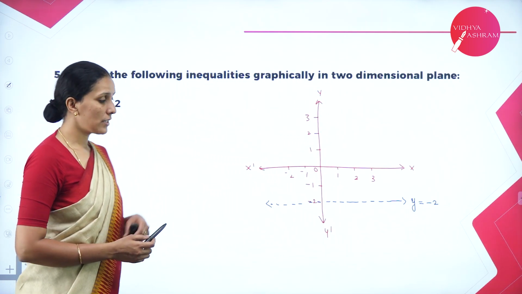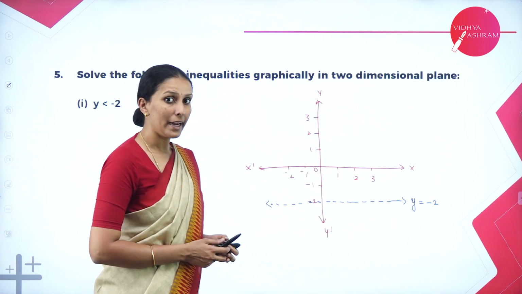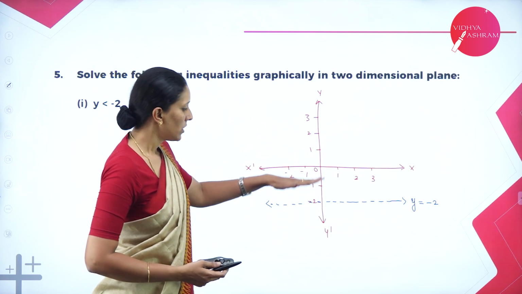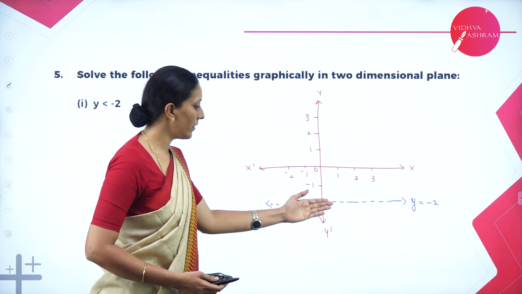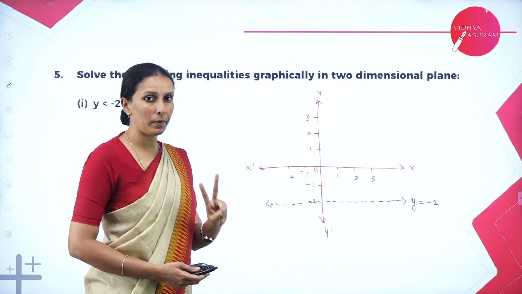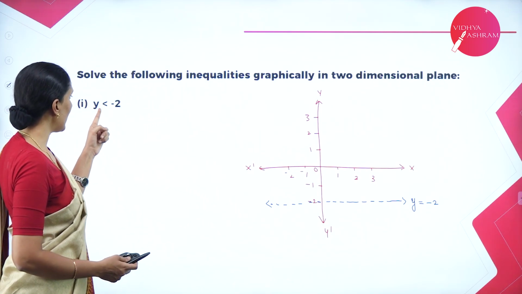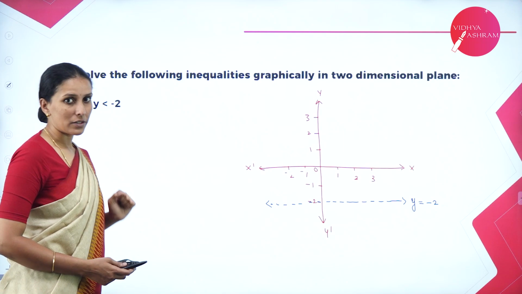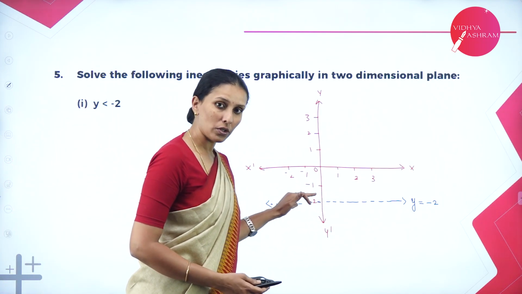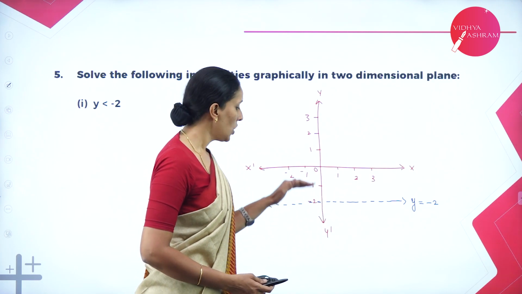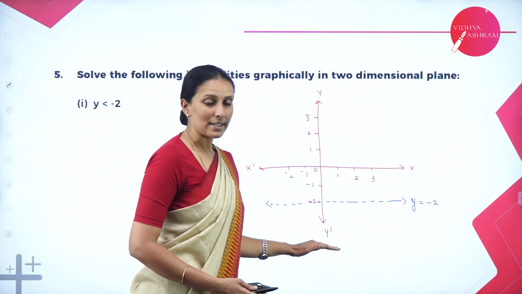Now how to represent the solution for this? So clearly when I draw a line in a coordinate plane, it divides the plane into 2 parts. So you can clearly see the line, the region above the line and the region below the line will act as 2 planes, which are also called half planes. Now to decide the solution, clearly they have told y is less than minus 2. So when y is strictly less than minus 2, we cannot include minus 2. So that's why we have drawn a dotted line here. When I say less than minus 2, obviously the region below will act as a solution.